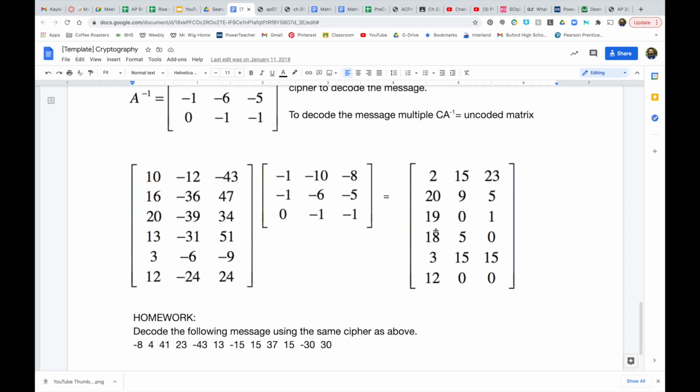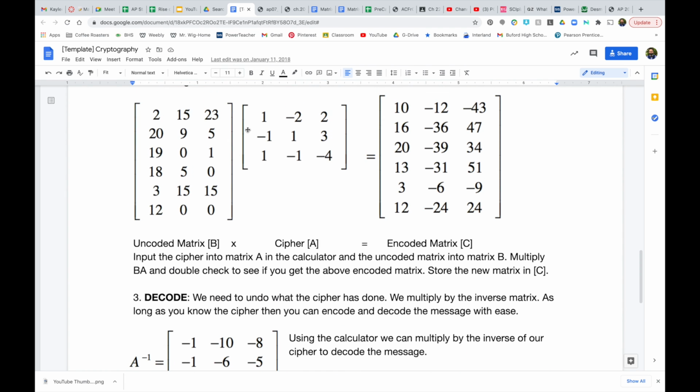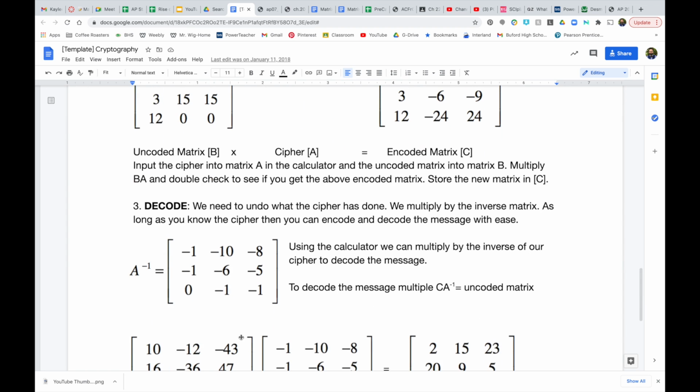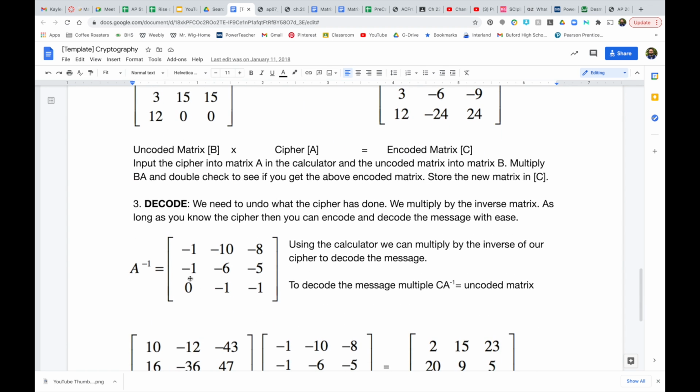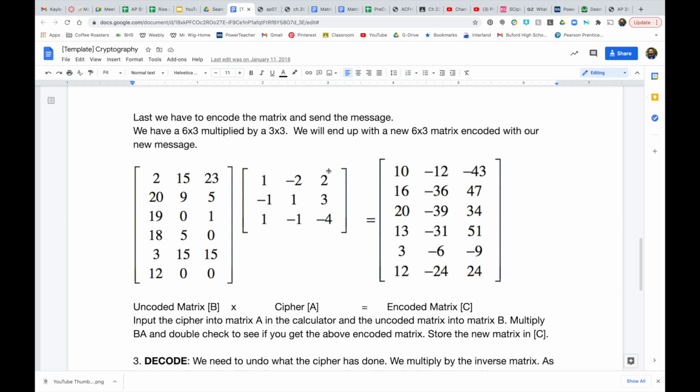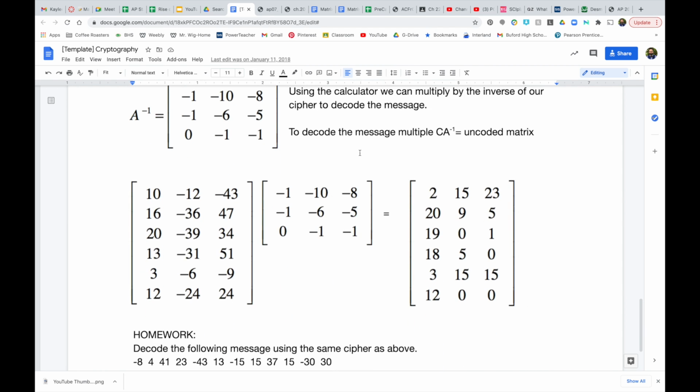Okay, so here we have a coded matrix. This is going to be the matrix where you have your coded message in. You're going to multiply times the cipher inverse. Now, let's be clear, my cipher that I'm using is this one. I wrote down the inverse here, but I don't really want you to put this into a matrix. We're going to keep this cipher in your matrix A.